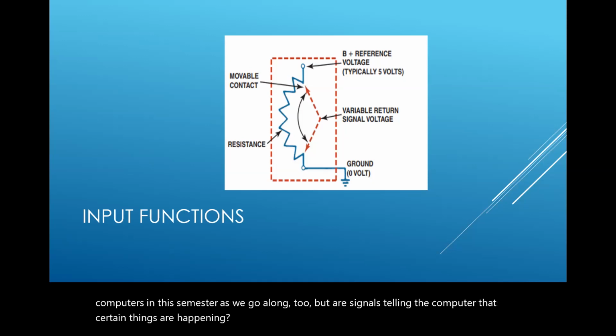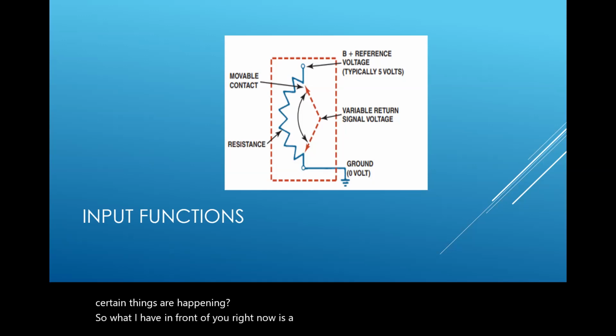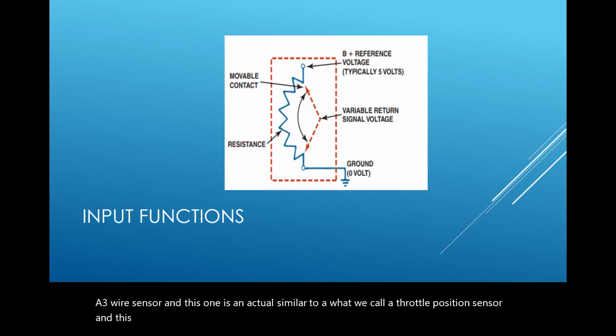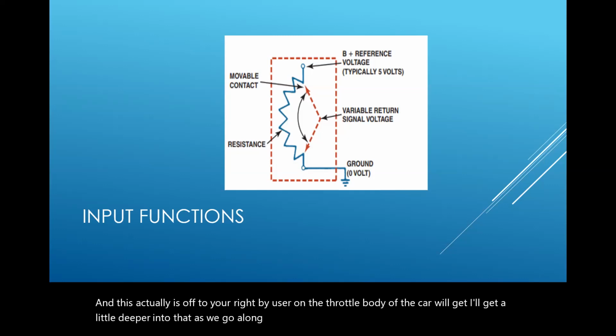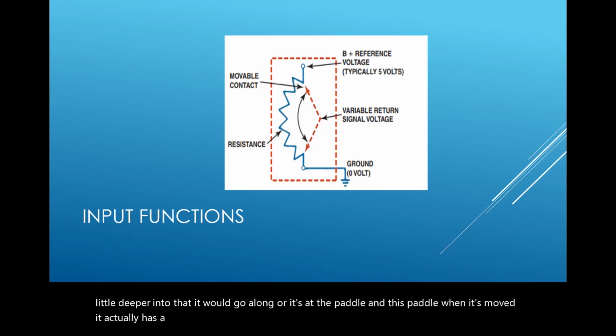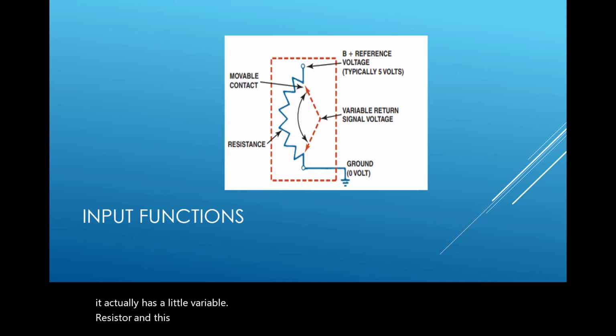So what I have in front of you right now is a basic 3-wire sensor, and this one is similar to what we call a throttle position sensor. And this is actually on the throttle body of the car. I'll get a little deeper into that as we go along, or it's at the pedal. And this pedal, when it's moved, it actually has a little variable resistor in this little throttle position switch.